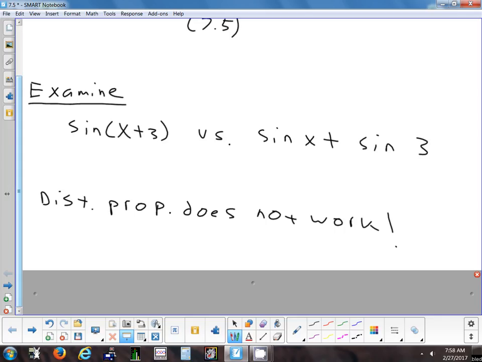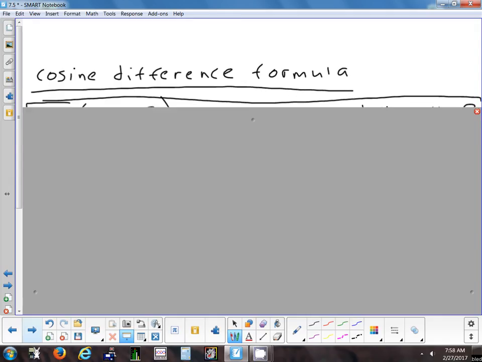So we're going to look at what does work. Specifically, this is called the sine of a sum. That's what's on the left here, the sine of a sum. We're going to look at 4 formulas: sine of a sum and a difference, and then cosine of a sum and a difference. I'm not going to start out with the one for sine. I think I'm going to start out with cosine, and I'm going to do the cosine difference.